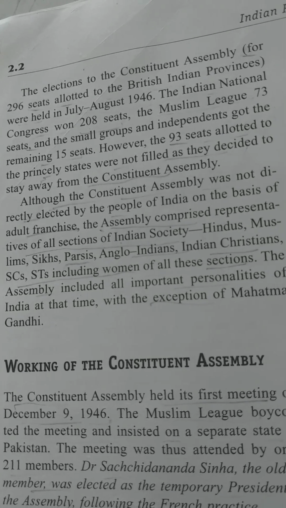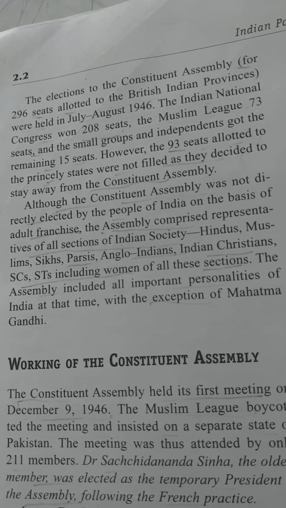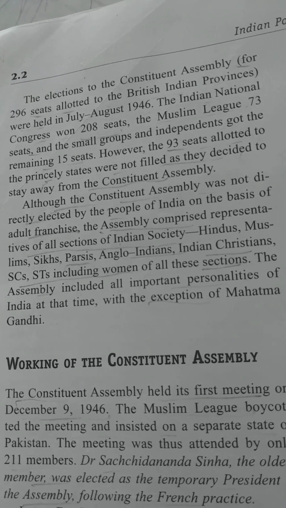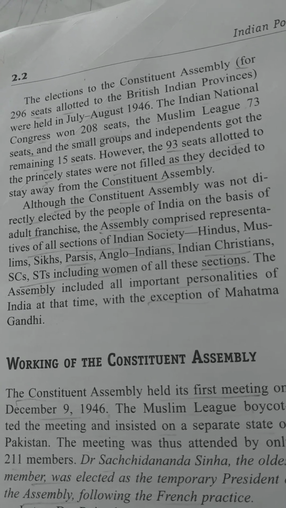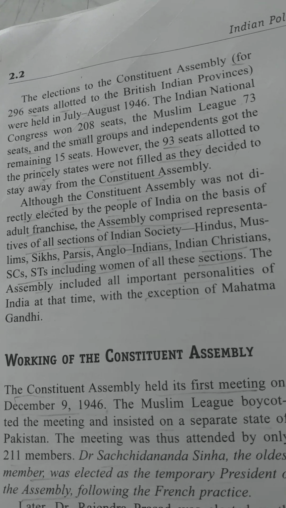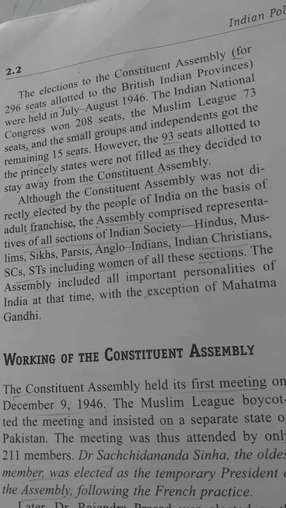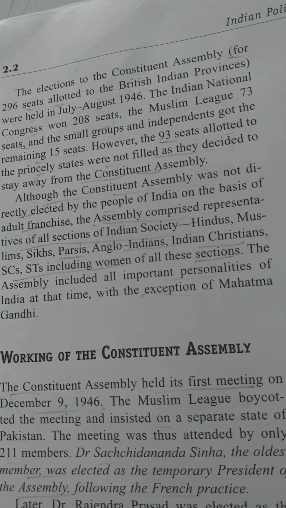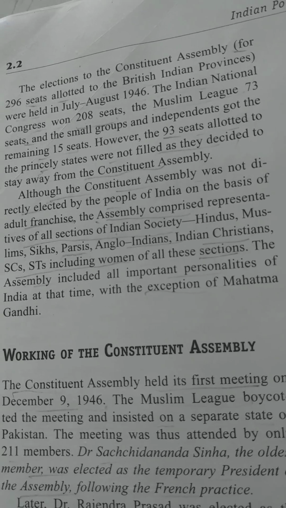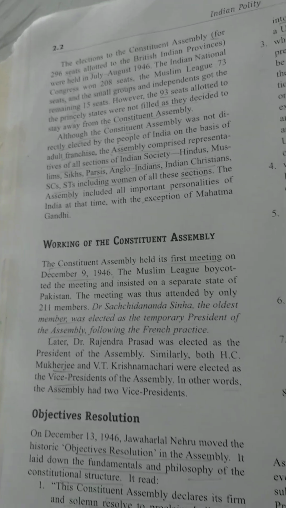Although the Constituent Assembly was not directly elected by the people of India on the basis of adult franchise, the Assembly comprised representatives of all sections of Indian society: Hindus, Muslims, Sikhs, Parsis, Anglo-Indians, Indian Christians, SCs, STs, including women of all these sections. The assembly included all important personalities of India at that time, with the exception of Mahatma Gandhi.